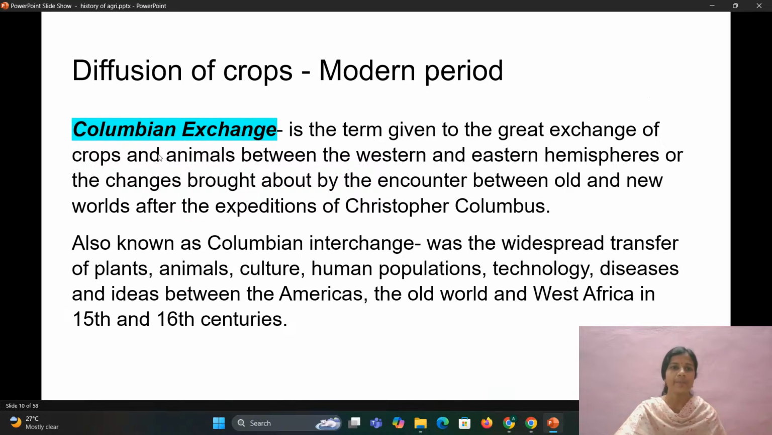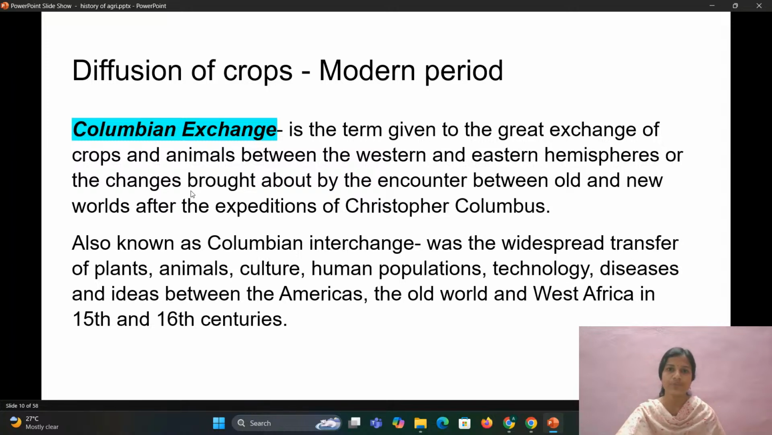Then one important term is the Columbian exchange. That is, after the discovery of America by Christopher Columbus, a major interchange of the crops occurred between the old world and the new world. New world means South America and North America, and old world means the other continents other than the Americas.